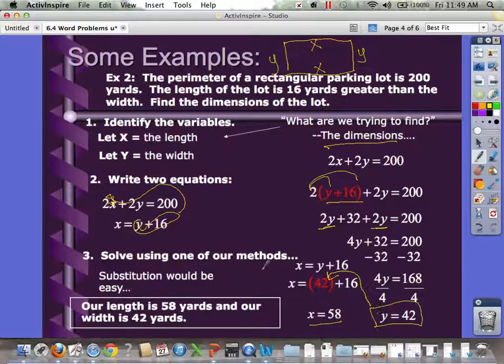So when you plug it in, remember you need to make sure you use your units. Our length is 58 yards. Our width is 42 yards. So again, it's very important to determine and identify your variables and mark them on your paper. If nothing else, mark that on your paper so that at least we'll know where you started. So that one was used in substitution, and that's because one of them was solved for a variable.